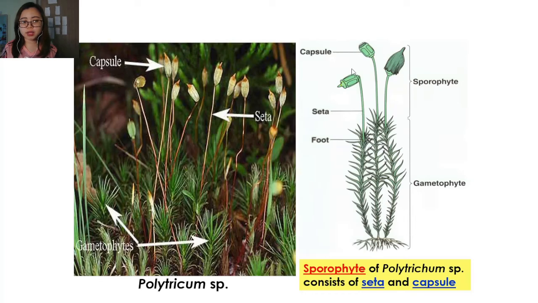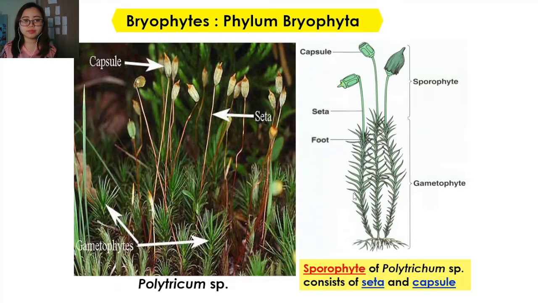So kamu boleh cuba ingatlah kalau kamu mampu. Yang di atas ni dipanggil capsule. Ini tangkai dia dipanggil seta. Di bahagian di mana sporophyte bergantung kepada gametophyte dipanggil sebagai kaki dia, which is foot. And down here it's just called gametophyte. Okay, so this is phylum Bryophyta Polytrichum species.